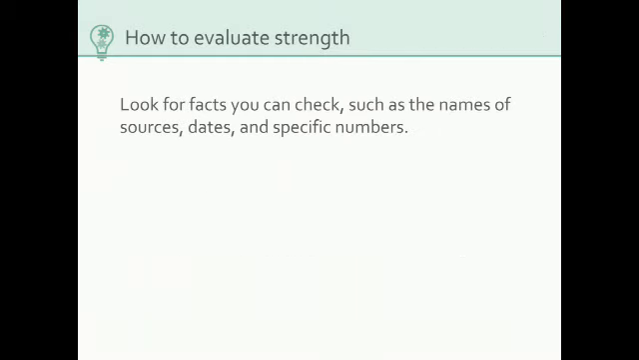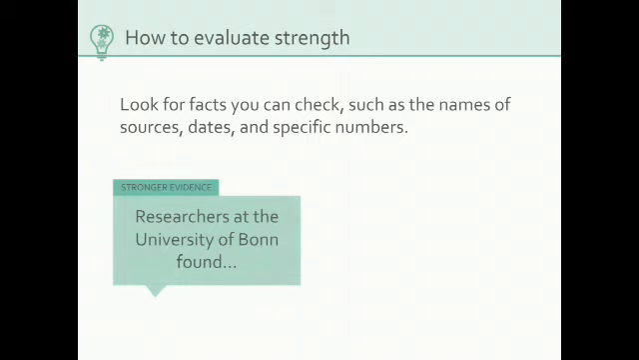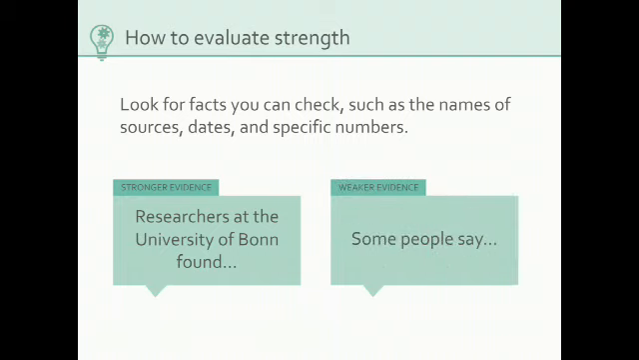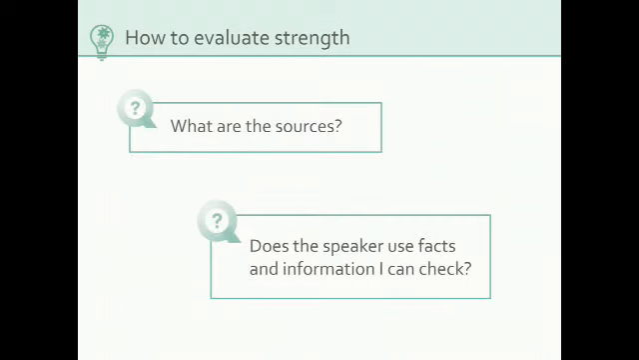How do you evaluate the strength of evidence? When you evaluate strength, look for facts that you can check, such as the names of sources, dates, and specific numbers. Weak evidence has vague sources, is based on a person's opinions, and is general rather than specific. Think about the evidence. Are there specific sources? Do you trust them? Does the speaker use specific facts and other information you can check?